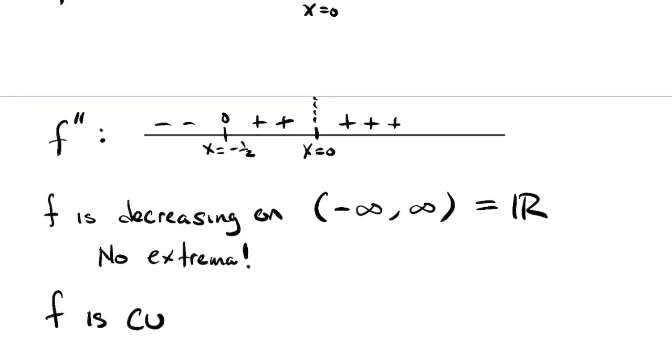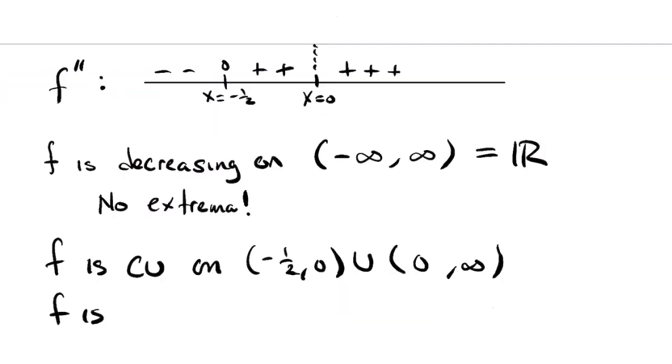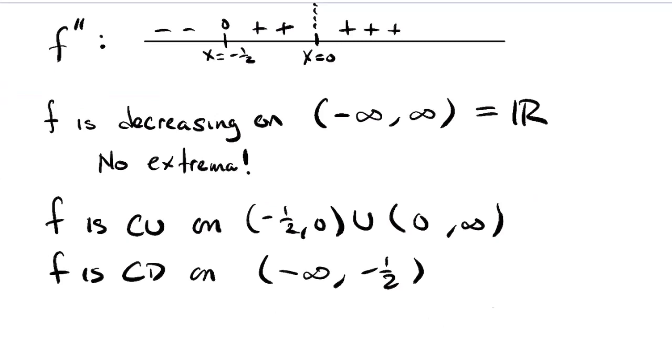F is concave up on the interval from minus 1/2 to 0. I'm going to split it because it's not defined at 0. On 0 to infinity, that's where the second derivative is positive. F is concave down on the interval from negative infinity to minus 1/2. And there's an inflection point where x is minus 1/2.